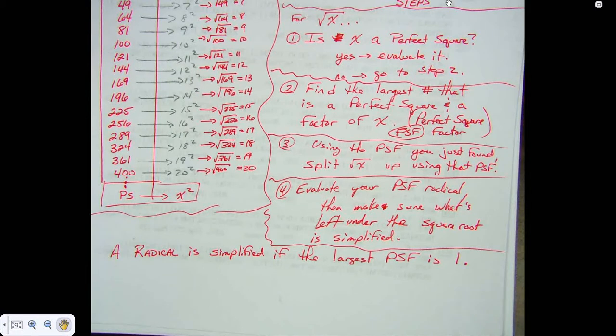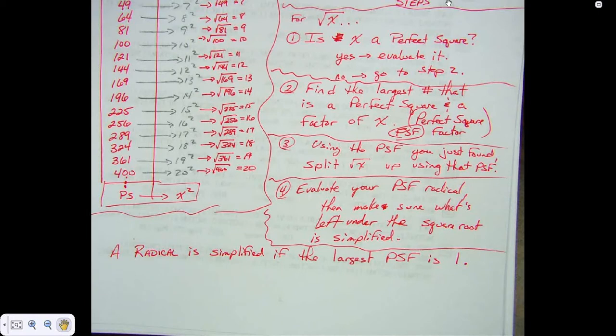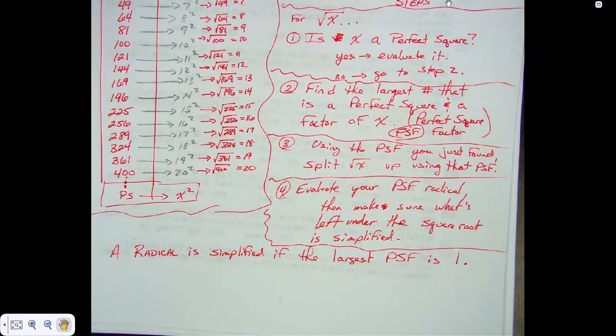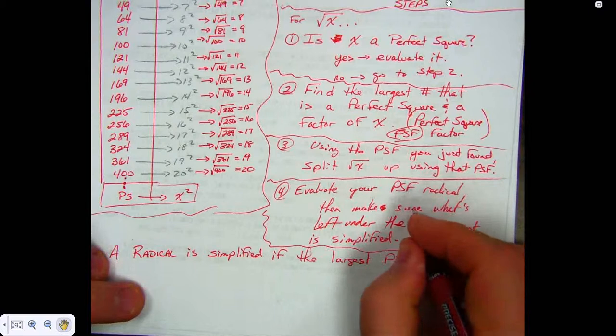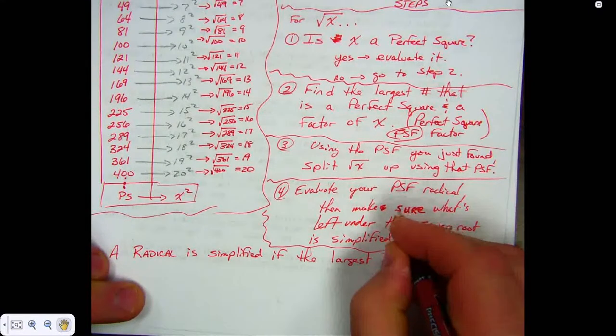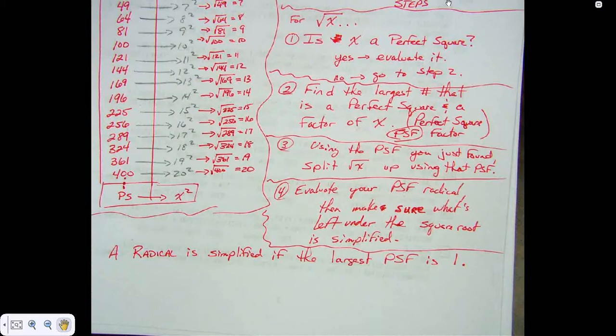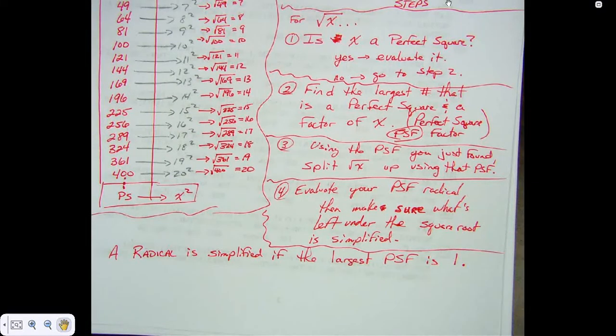Once everybody's got this down, we'll do some examples. What is that word that's after making on number 4? It says make sure, sorry. There we go, that's a little better. And that's what's left under the square root is simplified. A radical is simplified if the largest perfect square factor is 1.